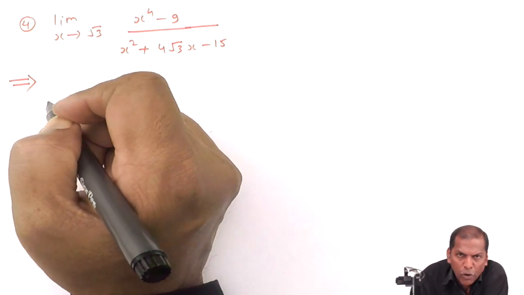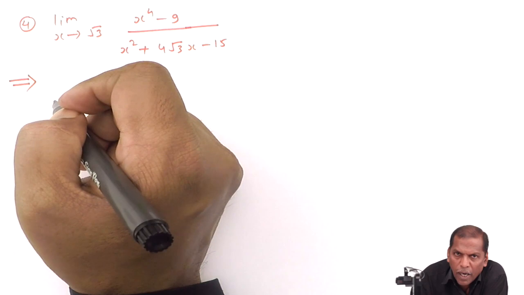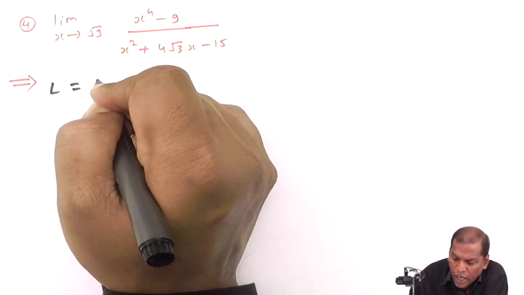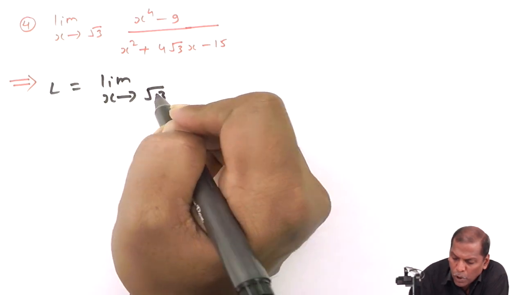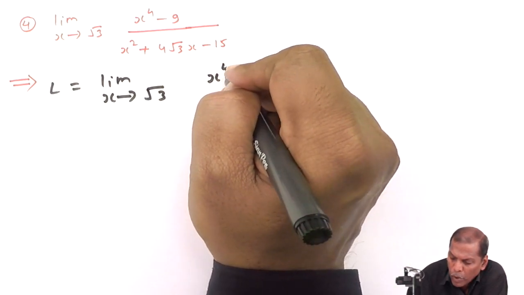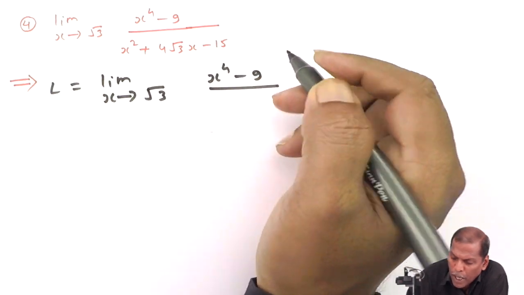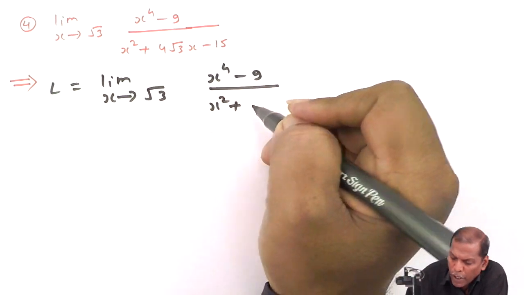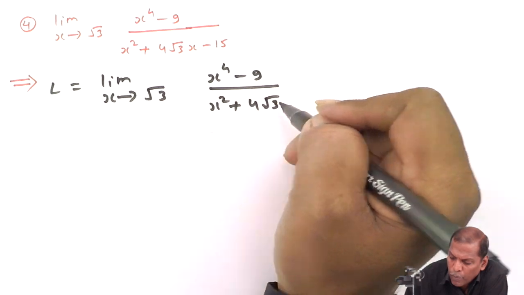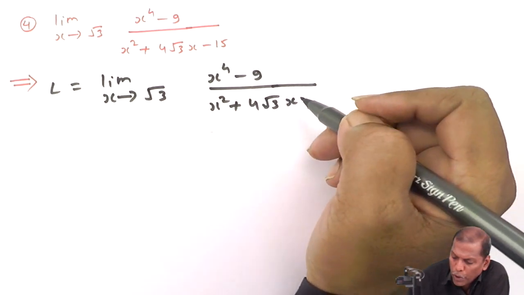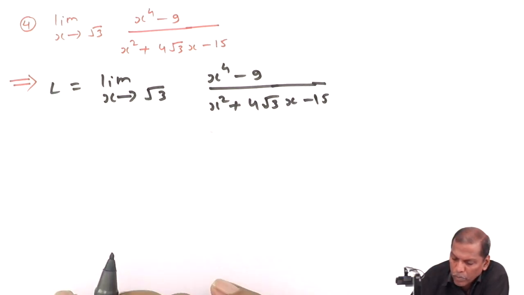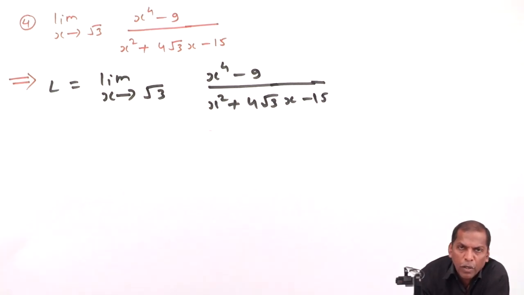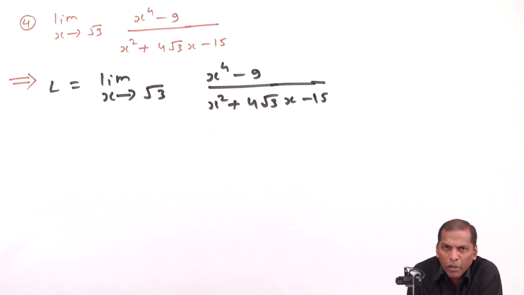First of all, we denote the given limit as L. So we get L is equal to limit x tends to root 3 of (x raised 4 minus 9) upon (x square plus 4 root 3 x minus 15). Now here we have to factorize the numerator as well as the denominator.